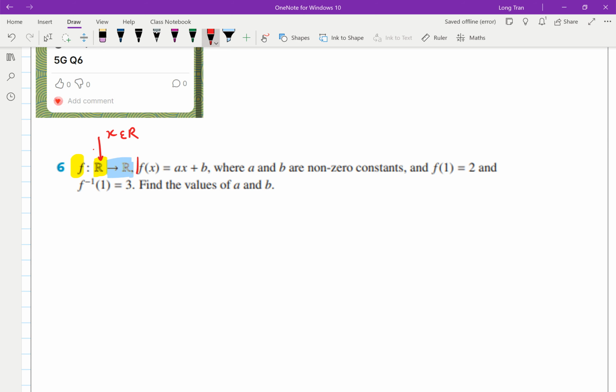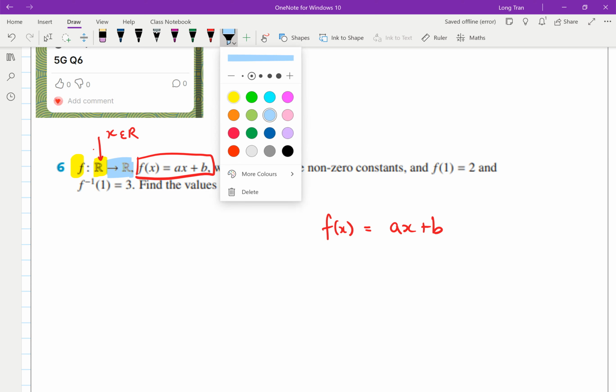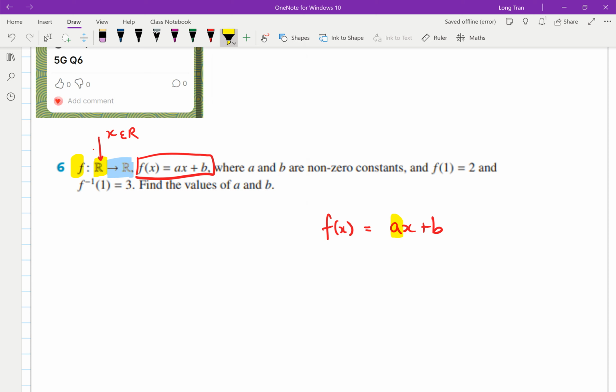But what kind of function do we have? We clearly have a linear equation. So we've got f of x is equal to ax plus b. We don't know what a is, which is the gradient, and then the y-intercept is clearly b. Now it tells you that a and b are non-zero constants, so it means that a and b are not zero. So you definitely have a linear equation.